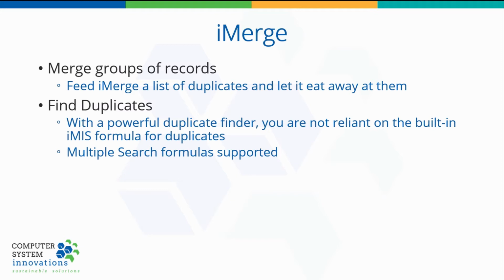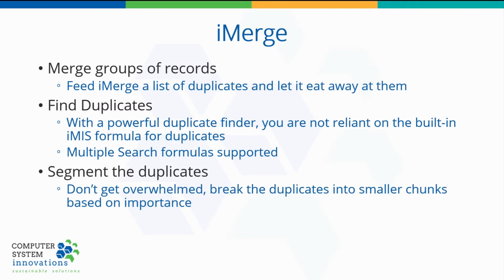One of the great things about it is it's going to go ahead and use your search criteria. It's not going to use the built-in search criteria in iMIS. You get to decide what happens. And you can even segment the duplicates if you want. That's pretty cool. When you go to segment the duplicates, what happens there is you're going to go and tell iMerge, well, let's go and find the ones that have been around for a while versus the ones that haven't been around for a while.